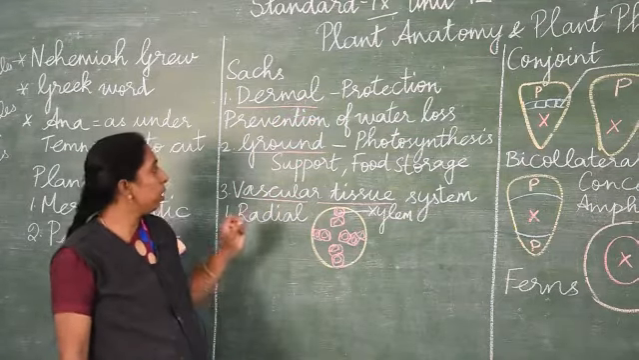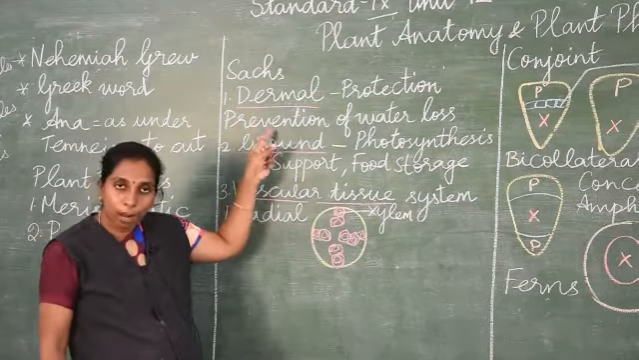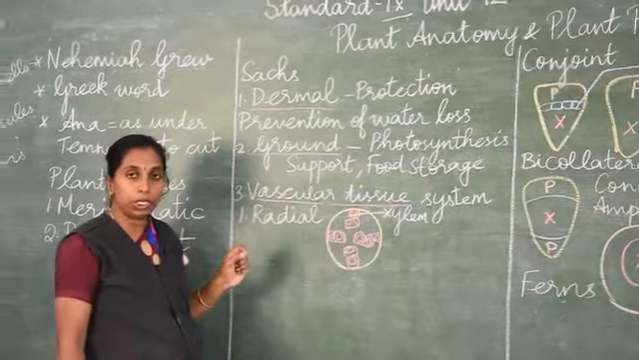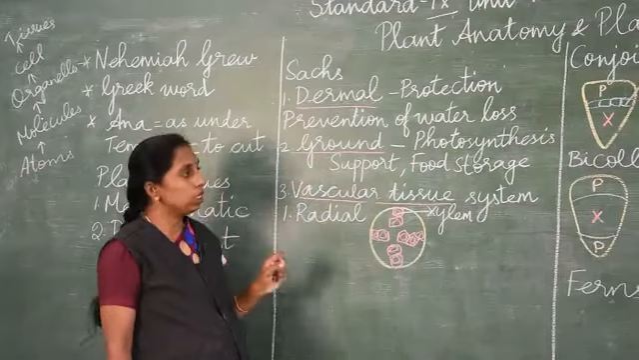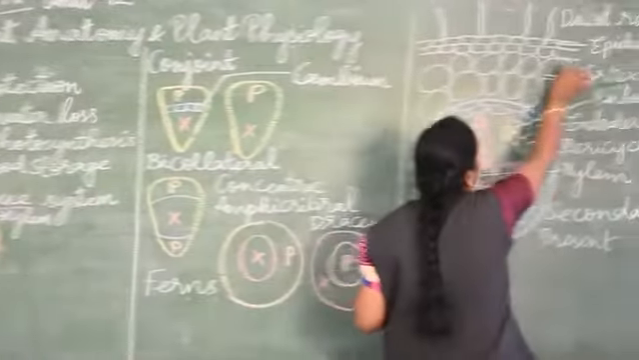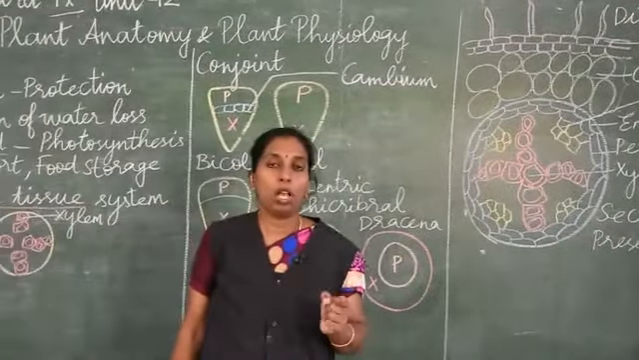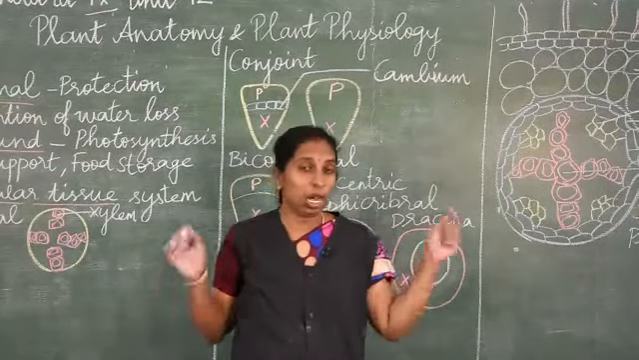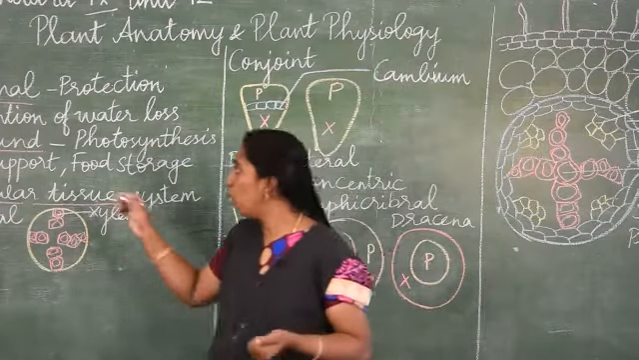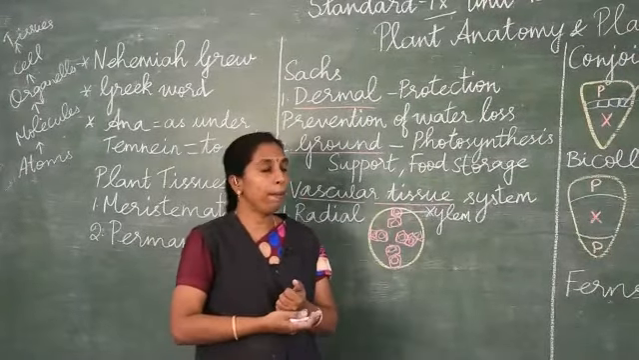The second system is the ground tissue system. First one is the dermal or epidermal tissue system, the second tissue system is the ground tissue system. Here this ground tissue system will mainly include the cortex. So this is the cortex. The ground tissue system will include cortex, endodermis and pericycle. We will learn in detail when we learn about the internal structure of the root.